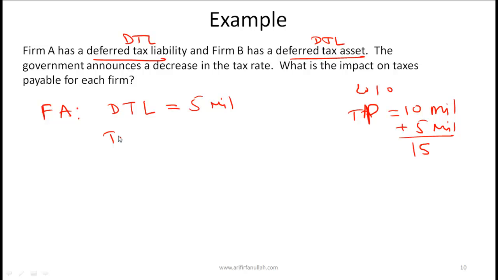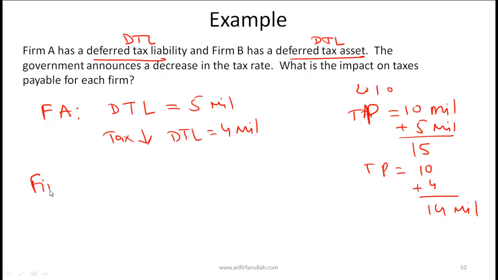But if the tax rate goes down, then the deferred tax liability, let's say, goes down to 4 million. And now the tax payable will be 10 plus 4, which is 14 million. And this is good news. So for firm A, a reduction in the tax rate means that the overall tax payable actually goes down.